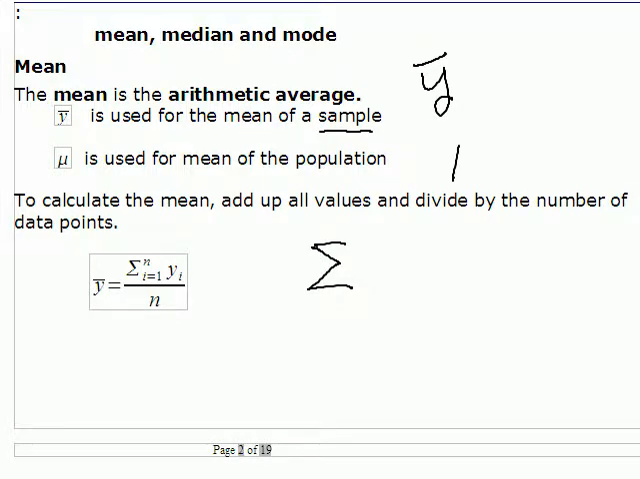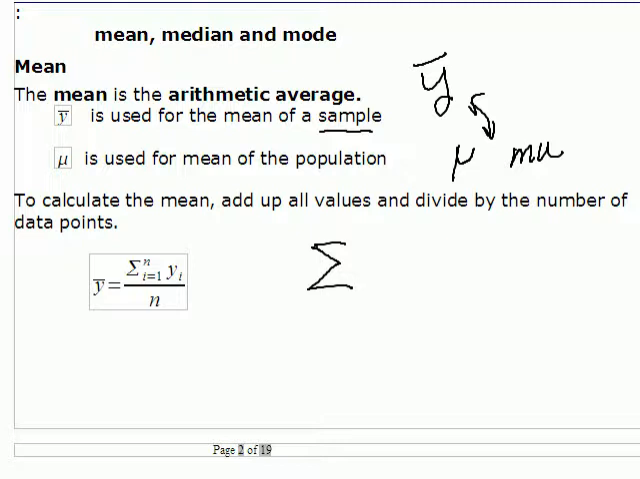For the entire population, use the Greek letter mu. It's pronounced mu. That's a Greek mu. At times, you will see these used interchangeably. Okay, but that's a distinction basically. They're both means. One is the mean for a sample in an experiment. The other is the mean for the entire population.